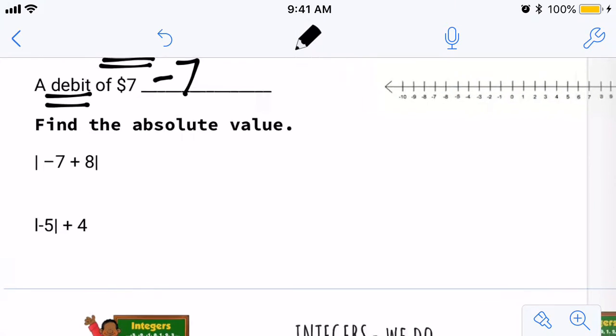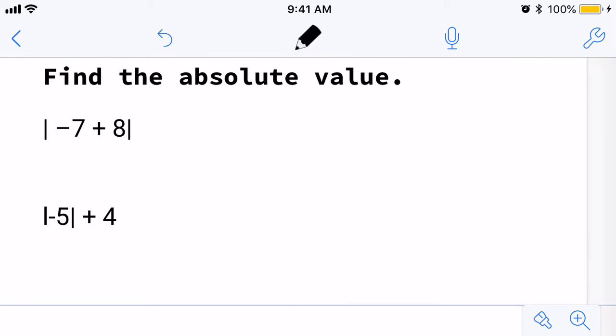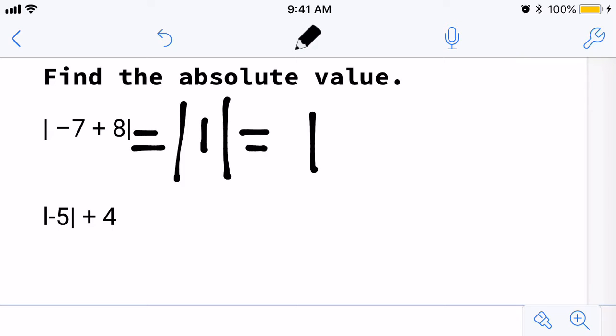Moving along to the absolute values, remember anything within absolute values, those absolute value signs are acting like parentheses. So I'm going to solve first and say negative 7 plus 8 gives me positive 1, and then the absolute value of that is 1.